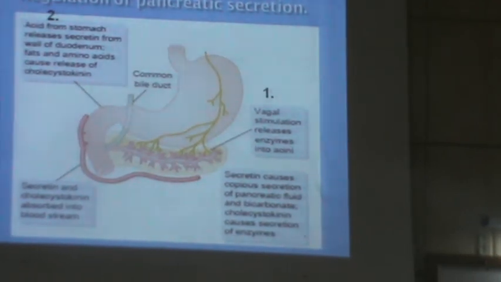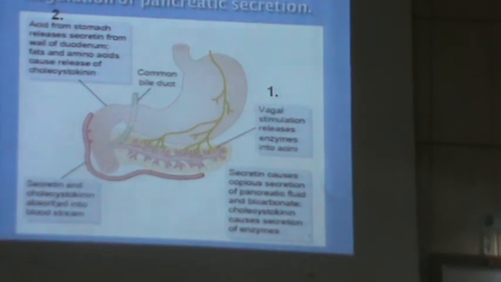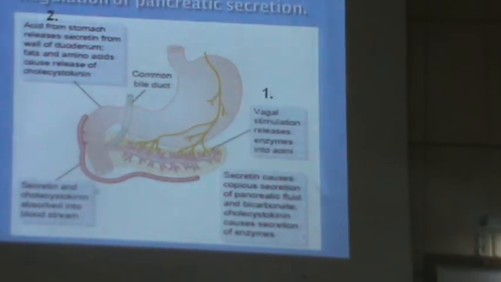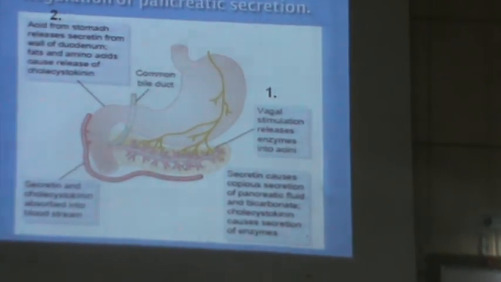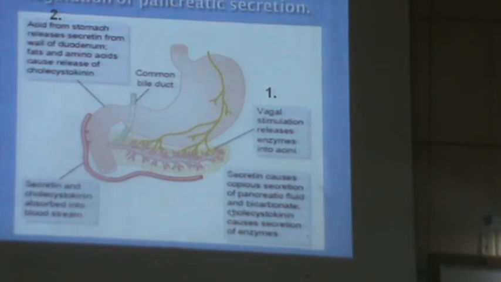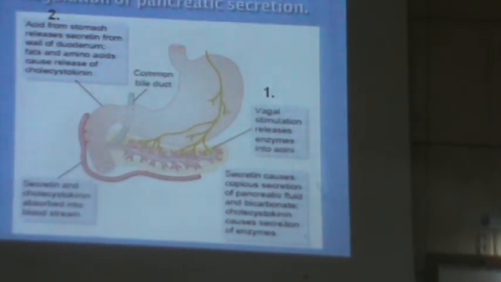Secretin and cholecystokinin are absorbed into the bloodstream and reach the pancreatic cells. Secretin causes copious secretion of pancreatic fluid and bicarbonate. Cholecystokinin causes secretion of enzymes.